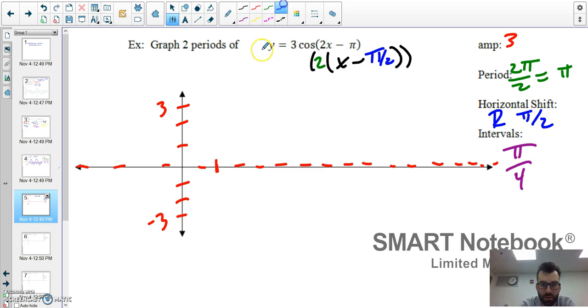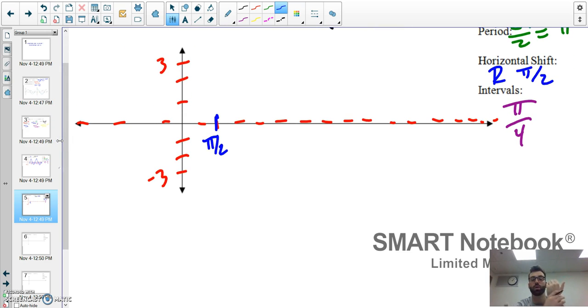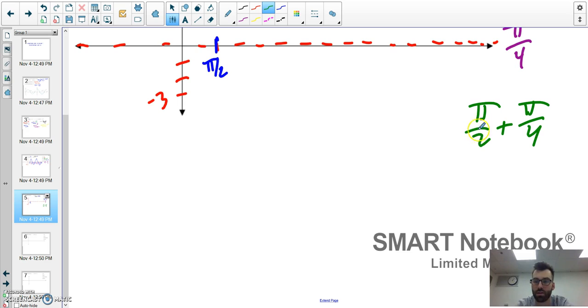Alright, our intervals are pi over 4. Now, sometimes to make your tick marks, it can be hard to determine what your next tick mark should be. So you want to think of it as pi over 2 plus pi over 4. Well, to add fractions, I need a common denominator. Well, this is 2 pi over 4 plus pi over 4 to get me 3 pi over 4.